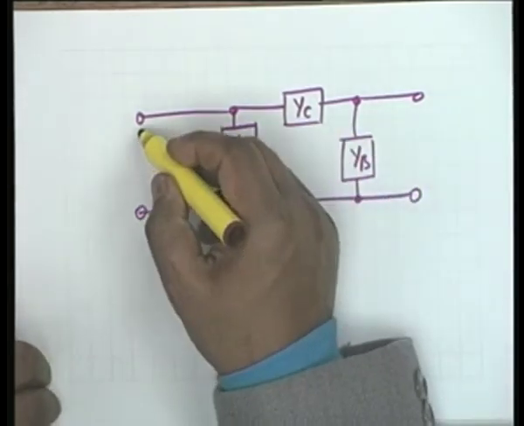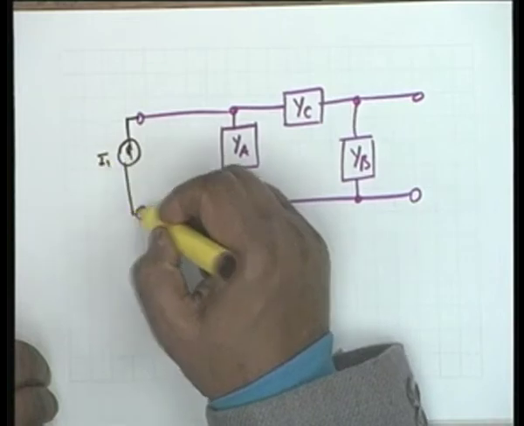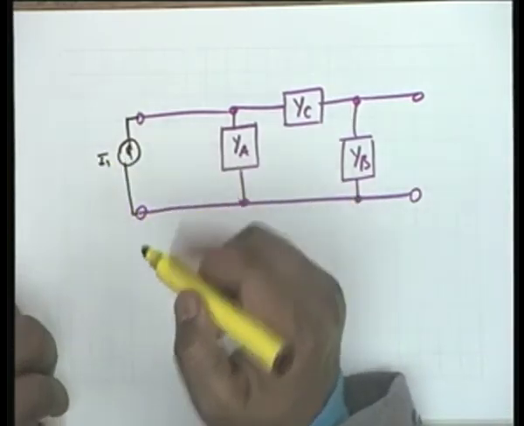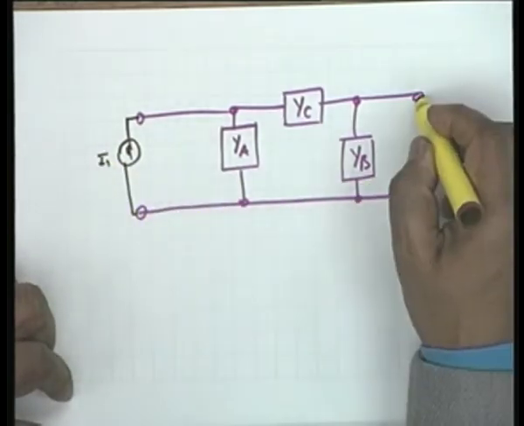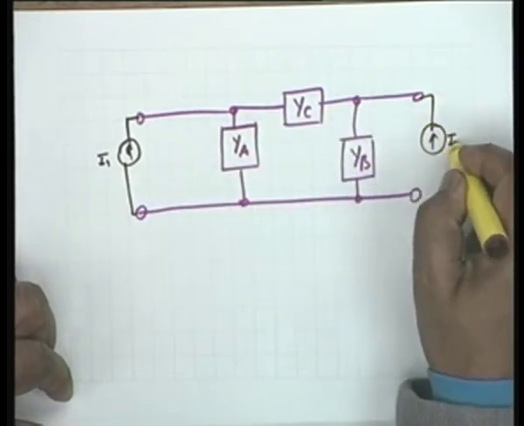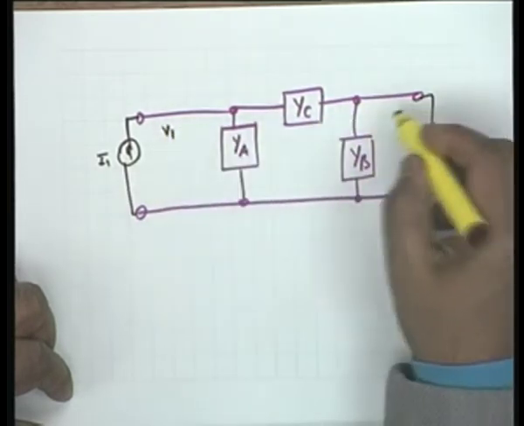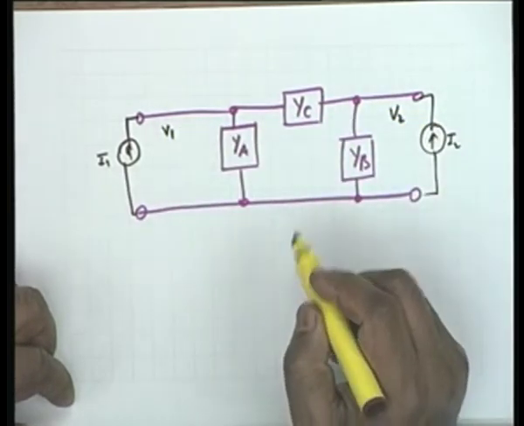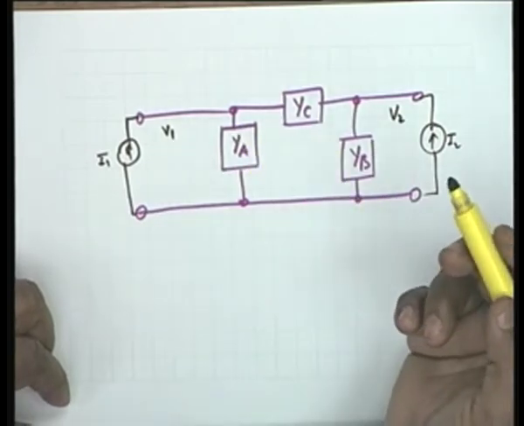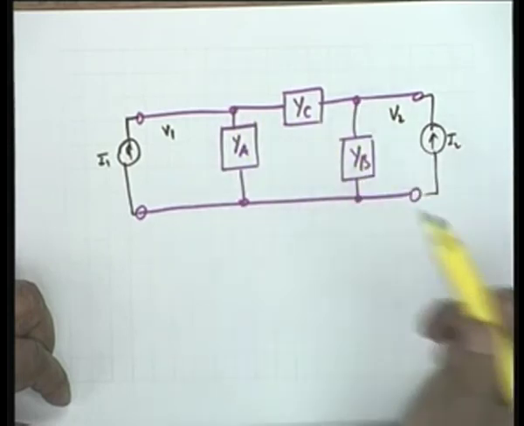We have a current generator I1 here. We are doing it only to illustrate the general procedure. There are many ways of finding the Z parameters of this, and I2, and what we are required to find out is V1 and V2. Let's write the two node equations. There are only two nodes for which equations have to be written, this one and this one.